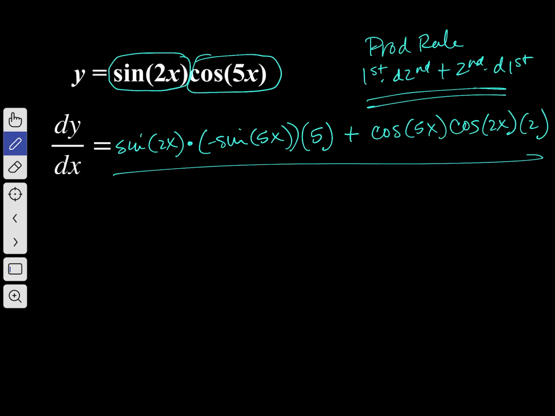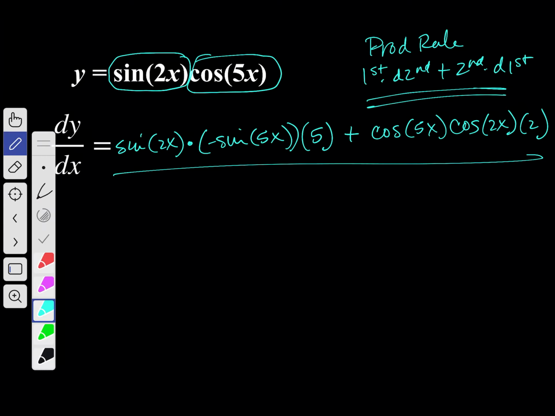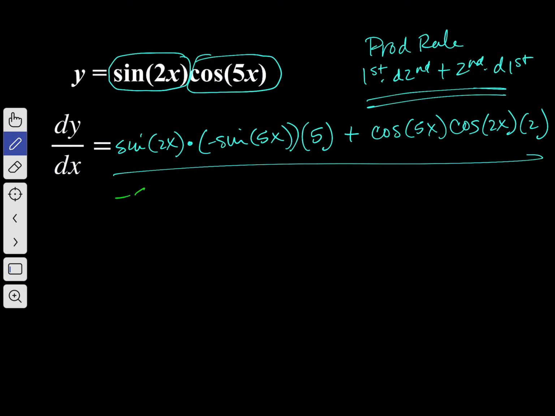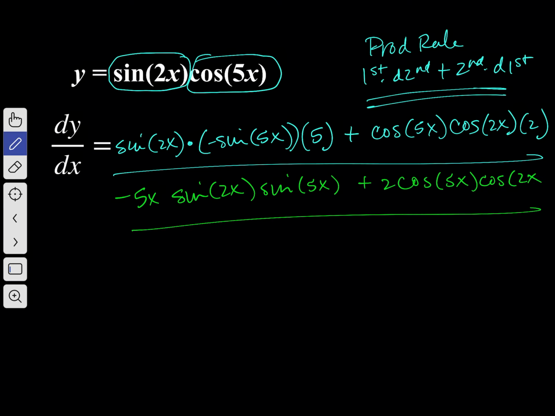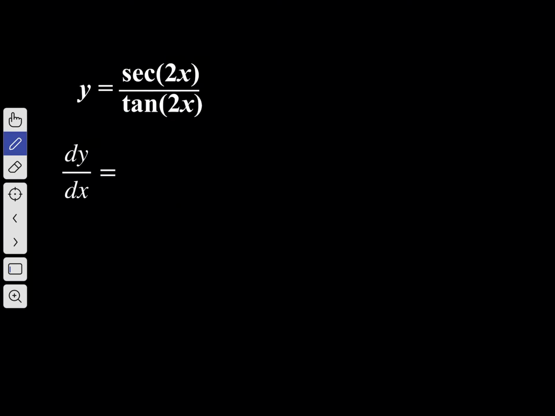Hey, I'm perfectly happy like this. Now I know some other teachers might say, let's go ahead and combine the 5 and the negative, move that out front. Can we combine these two though? That would be no. This is sine of 2x, this is sine of 5x. The parentheses are different, so you can't combine them. So maybe negative 5 sine 2x sine 5x plus 2 cosine 5x cosine 2x. I don't know. Either one of those is fine with me.